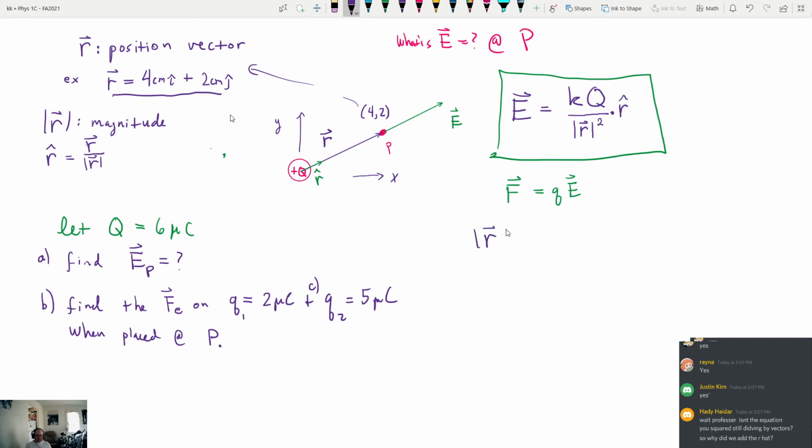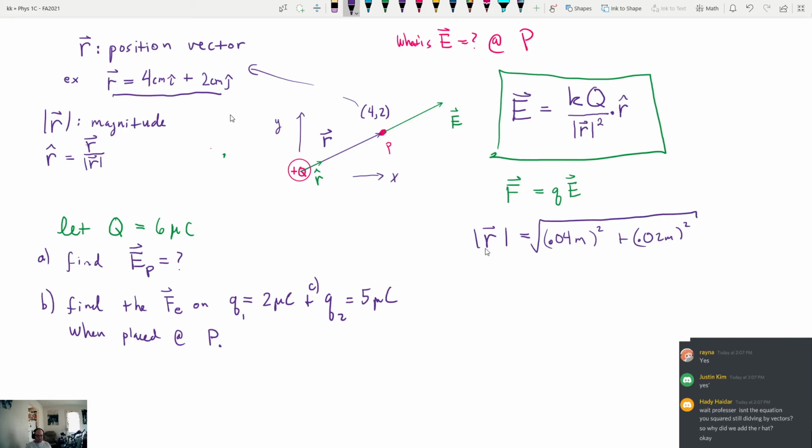R magnitude, in this particular case, we added the R hat so that the direction could show up, Haiti. So the direction shows up. That's why. The R hat points away from the charge, so it guarantees that the direction of our electric field will be properly defined. Just as a way to remind you all, in case people have forgotten, I wouldn't be surprised. The definition of R hat is you take the X component squared plus the Y component squared. So in this particular case, that would be like 0.04 meters squared plus 0.02 meters squared, and then you square root it. That's what this means. And I'll let you figure out how you write down R hat based on that, okay?